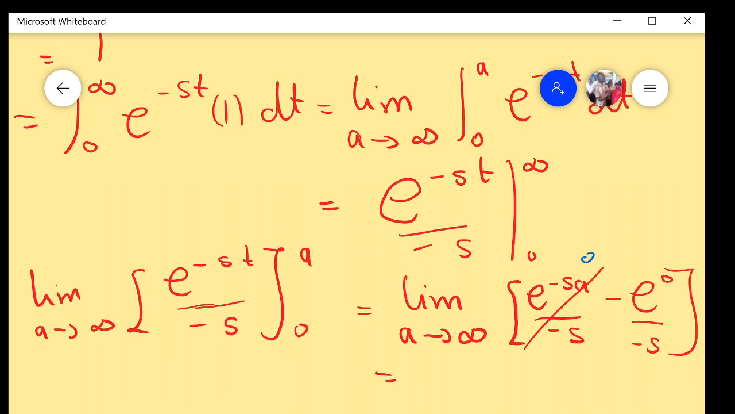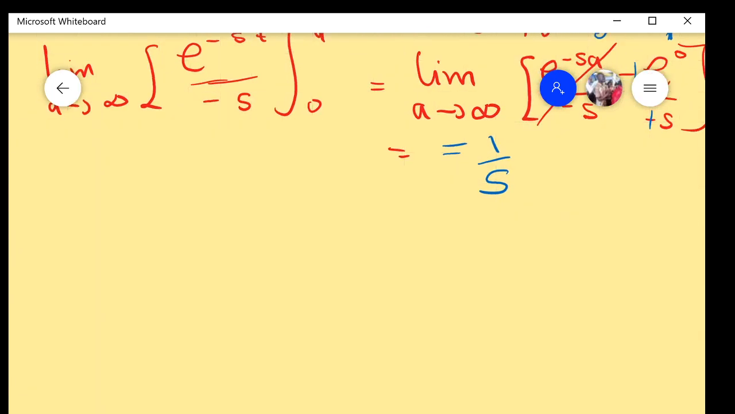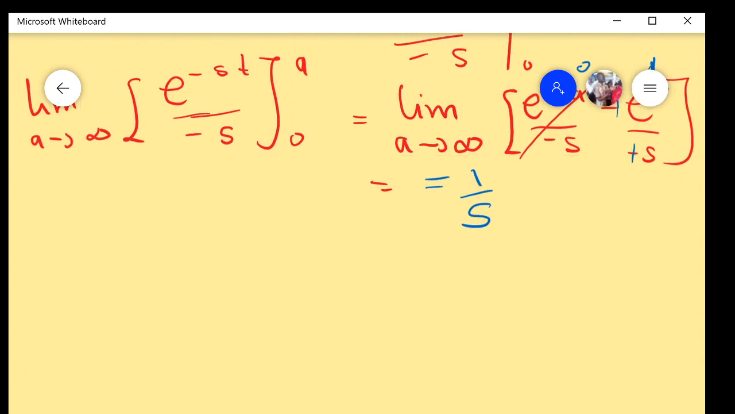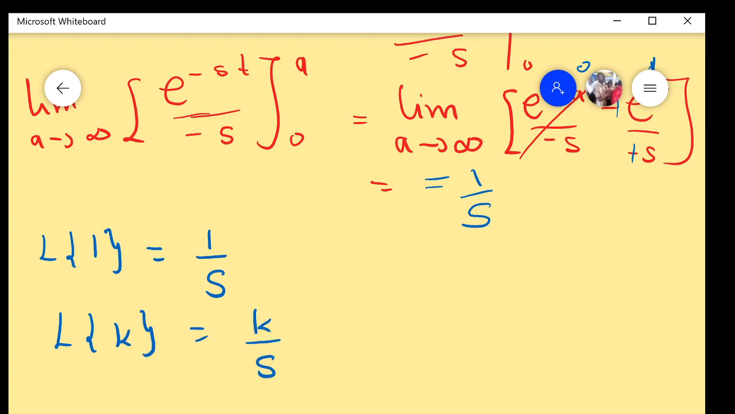And we know that any number raised to the power 0 is 1. And this is negative, so it will cancel out to be positive. So you realize that I have 1 over s. So it's saying that the Laplace transform of 1 is equal to 1 over s. So the Laplace transform of k, which is a constant, is going to be k over s.